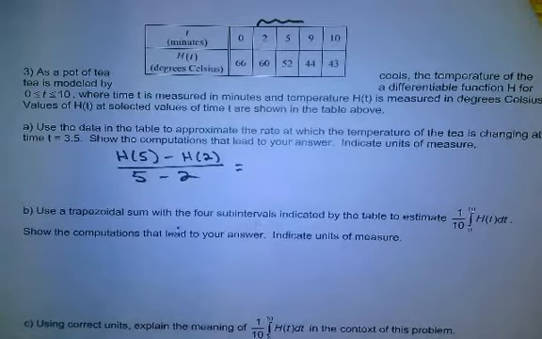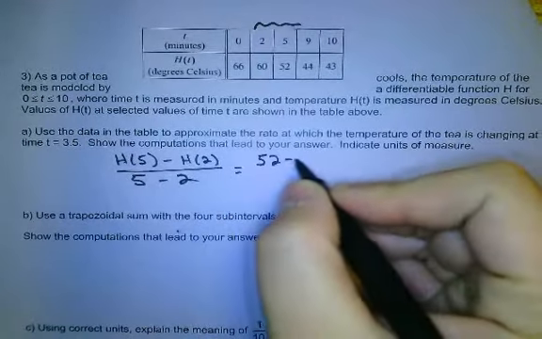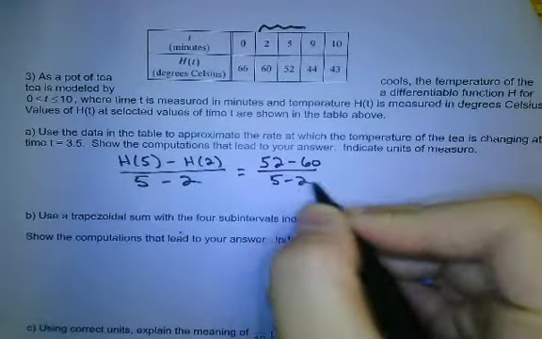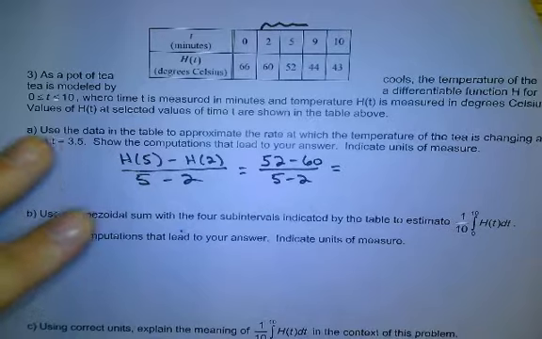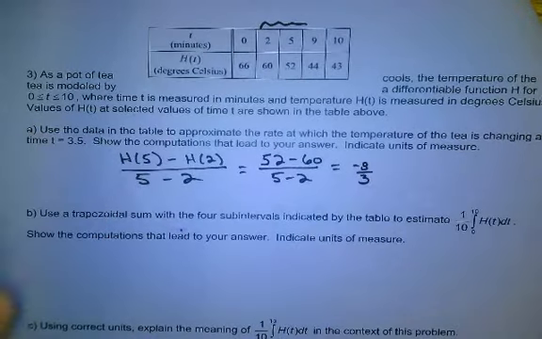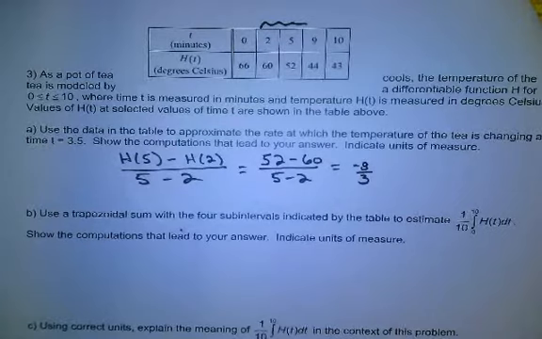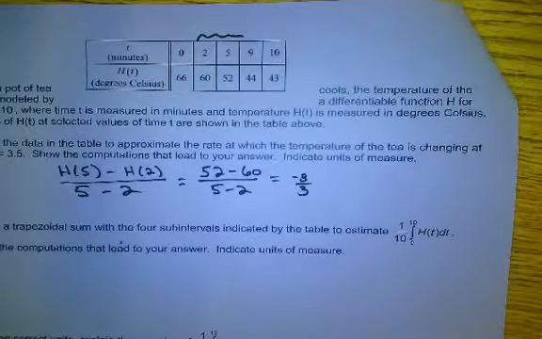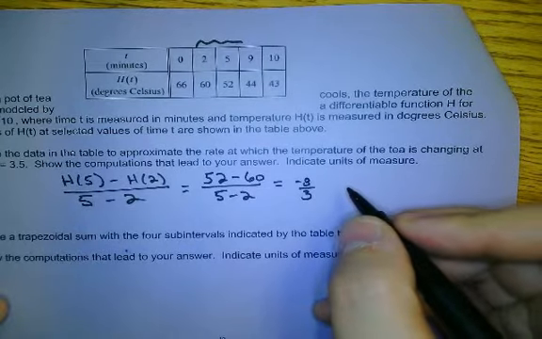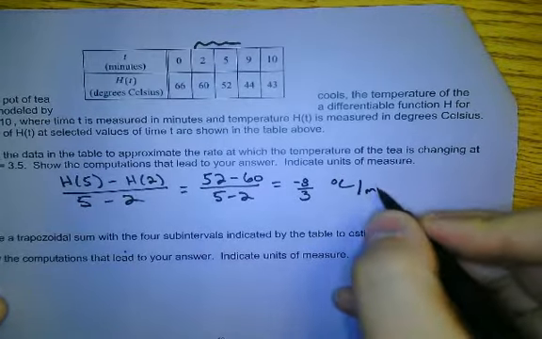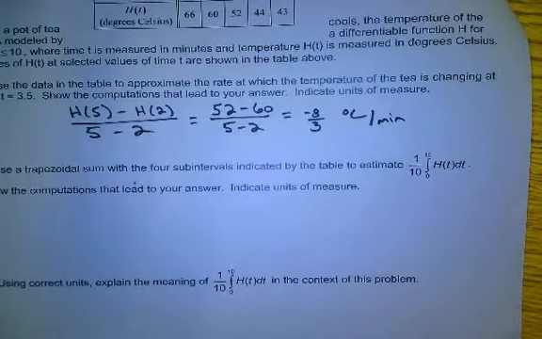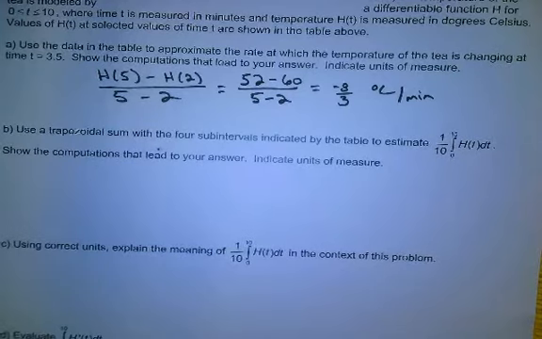Equals, well, what does it equal? 52 minus 60 all over 5 minus 2. What does that give me? Negative 8 over 3. That gives me my second point. I'm still missing a point here. Okay, what are my units? Degrees Celsius per minute. Why is it per minute? Because we divided by time, and we're finding a rate. It should be per something.